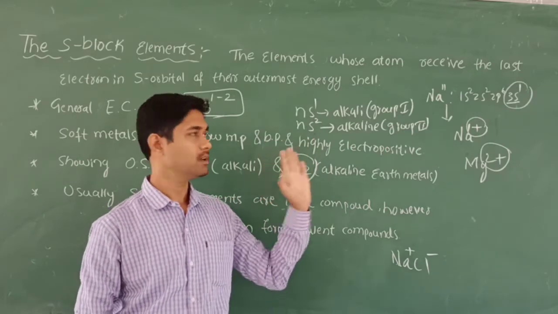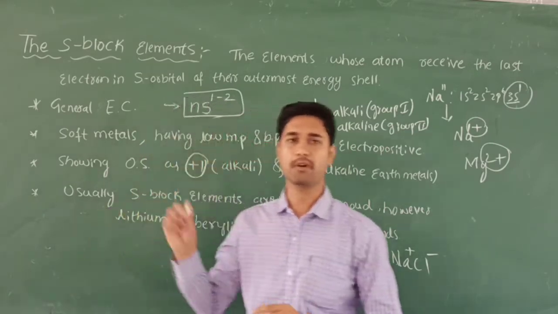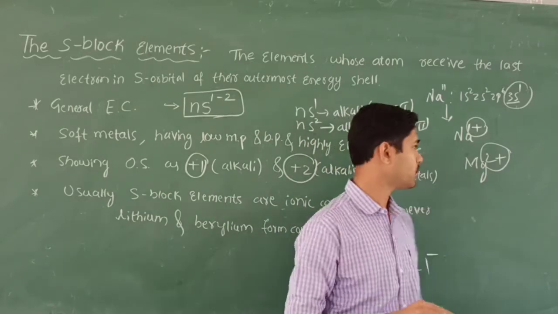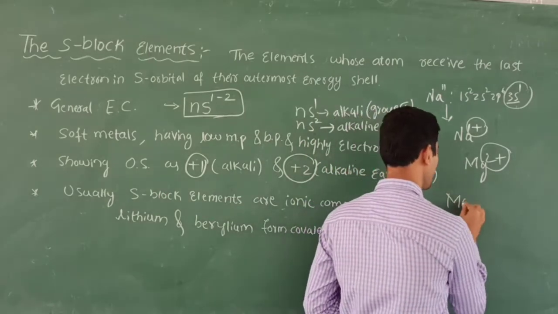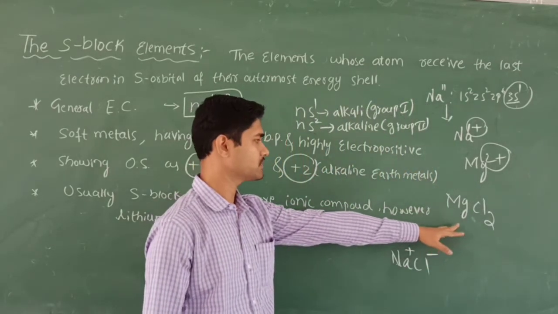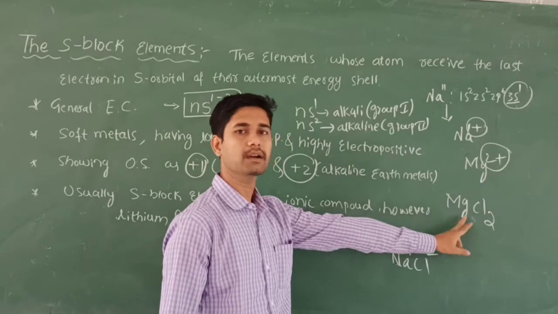But almost all the elements which belong to this s block, they are going to form ionic compounds. One more example I can take here, that is called magnesium chloride. So this is also a salt. This is also formed by an ionic compound.